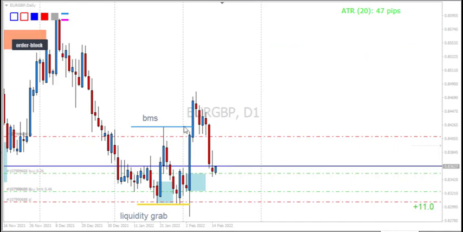So recapping, price initially grabbed liquidity, then proceeded to break structure above. It then pulled back to our entry and shot up before touching our zone, but as predicted before, it came back to our first zone and our pending order is now triggered.